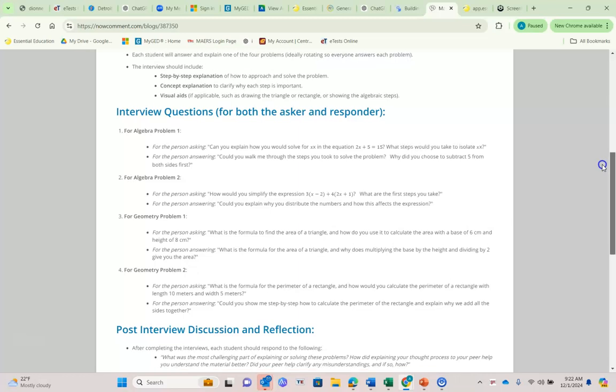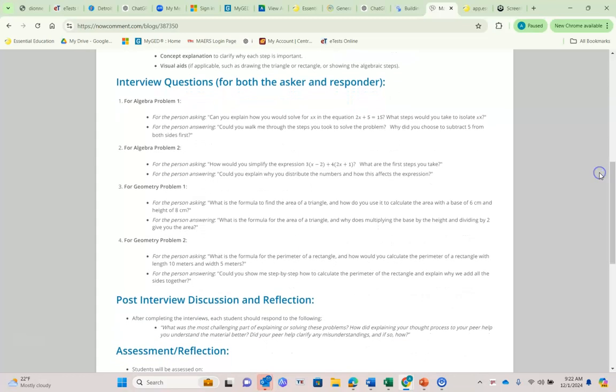In this assignment, there are going to be questions that we'll use. For the person asking: can you explain how you would solve for x in the equation 2x + 5 = 15? Some questions to consider are: what steps did you take to isolate x?